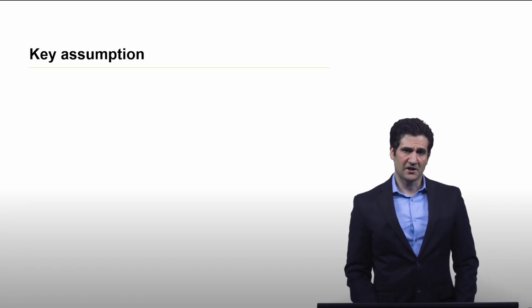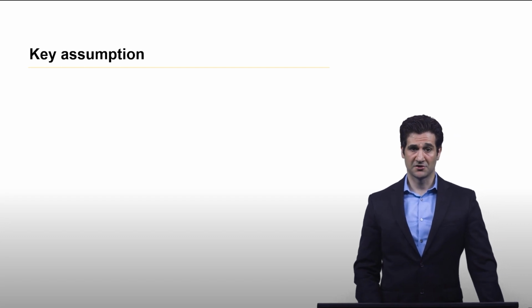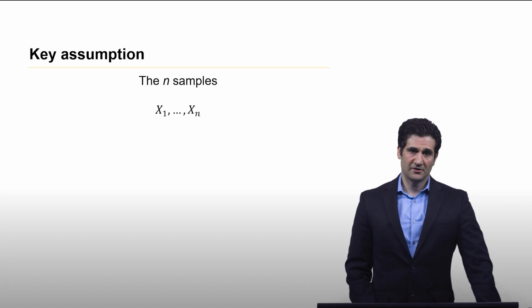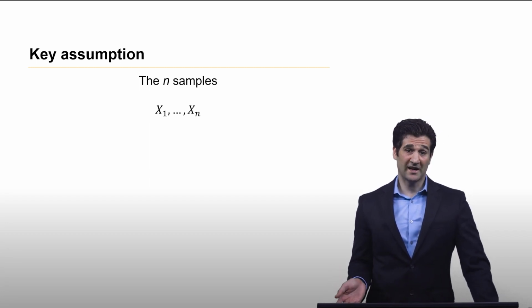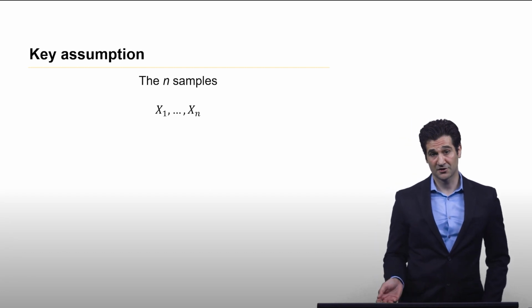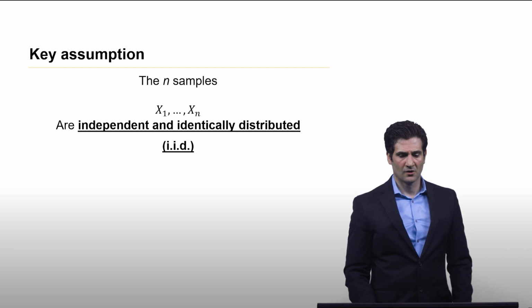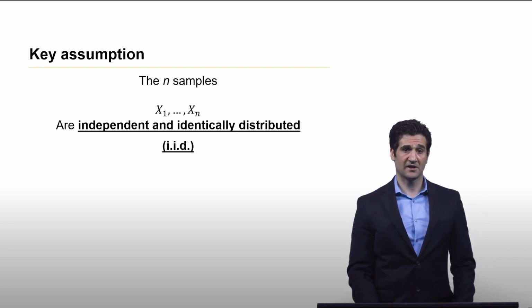Now let's start out with the key assumption that is being made in many of these supervised machine learning models. And there are n samples. And as we discussed earlier, these capital X's, those are the feature vectors associated with each of the n samples. We're going to assume that each of these samples is independent and identically distributed, IID.